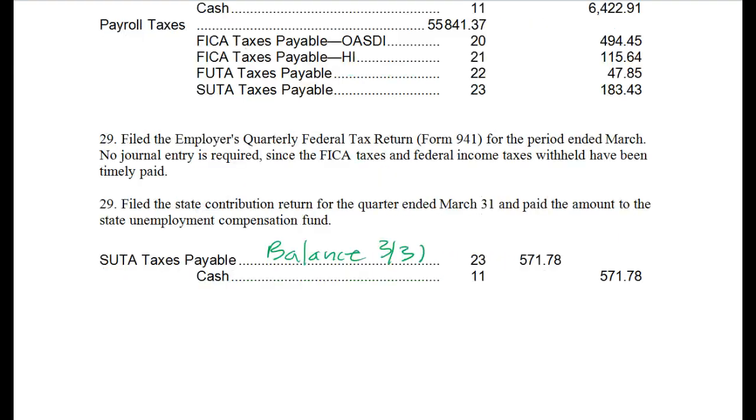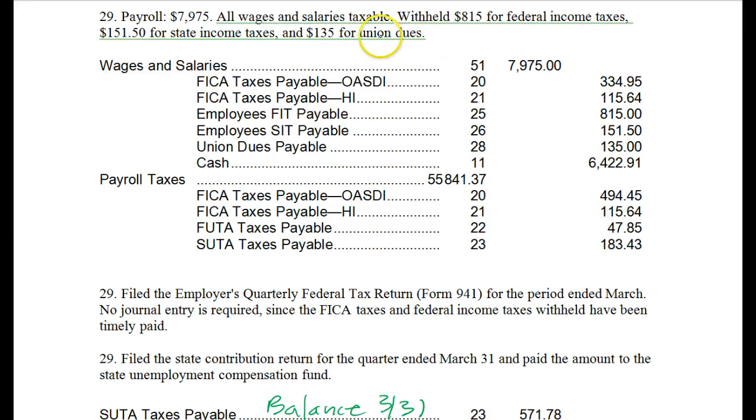So here we have another one. Now this is the SUTA. And again, whatever the balance was, here's the balance, 571.78, was the balance at 3/31. So that's the payment that you're going to be making. Now you'll notice I've skipped some of these other transactions, and that is because if we're just repeating, then I'm assuming that you're able to figure out how we did them. I'm showing you the first time you do a payroll, and then if there's something that's a little bit different.